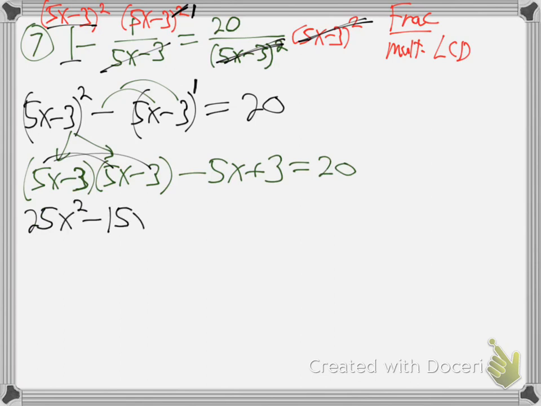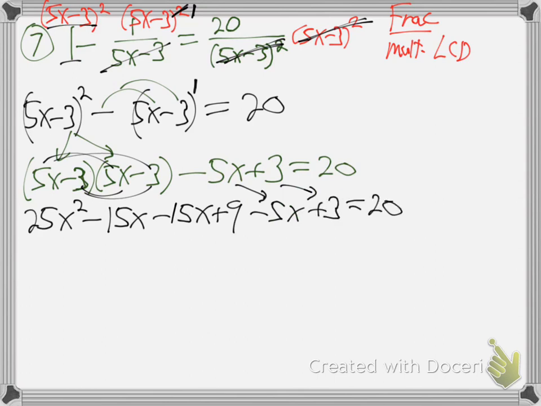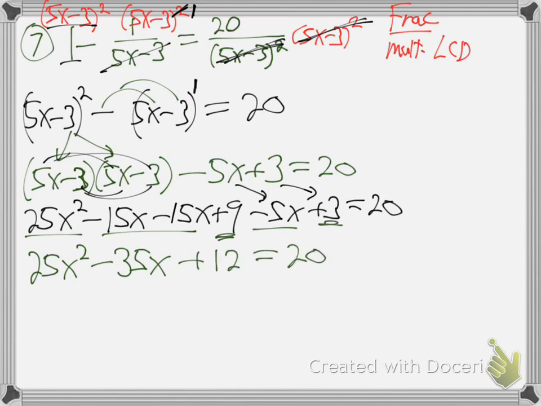25x squared minus 15x, minus 15x plus 9, and then these parts, minus 5x plus 3 is 20. All right, a lot of terms. Let's gather like terms. 25x squared, minus 15 is minus 30, and 5 more is minus 35x. 9 and 3 is 12, equals 20. Okay, what should we do now?